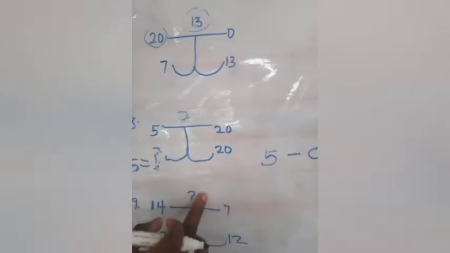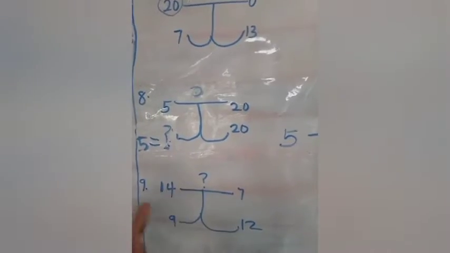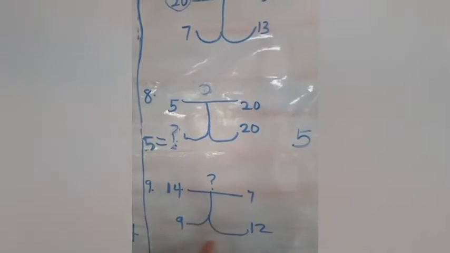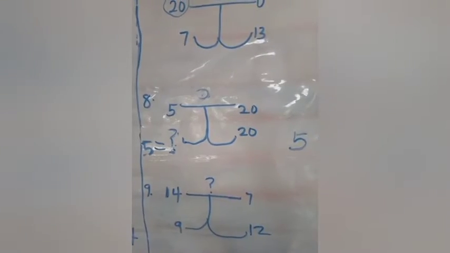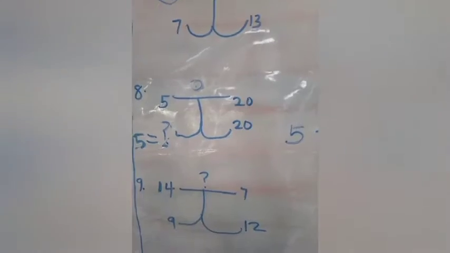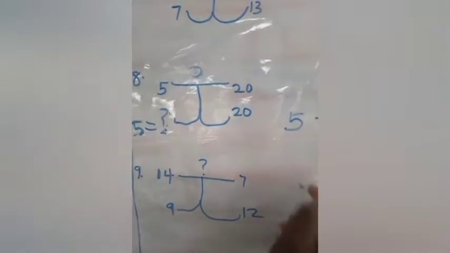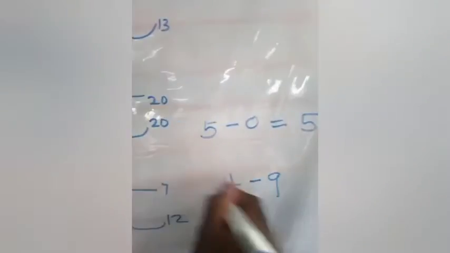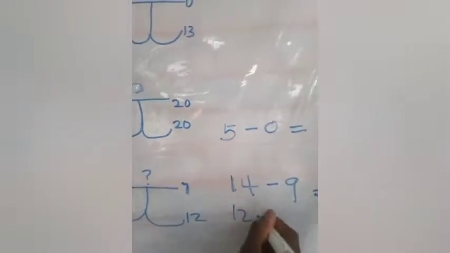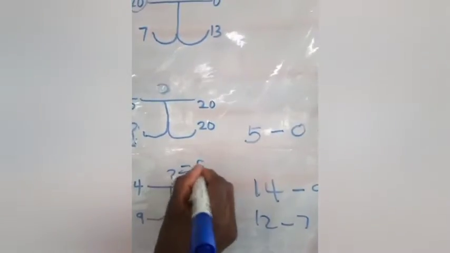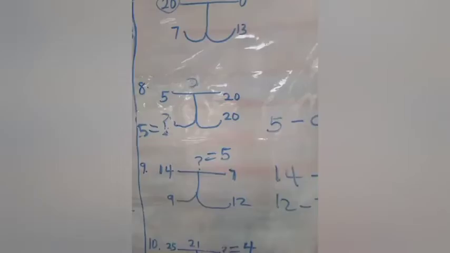Now, we are told to obtain the value here. Simply put, either way, we can either subtract from this or from this end. We obtain this, we arrive at the same answer. 14 minus 9 gives us 5. And likewise, you can also use 12 minus 7. They also give you 5. So that is 5.